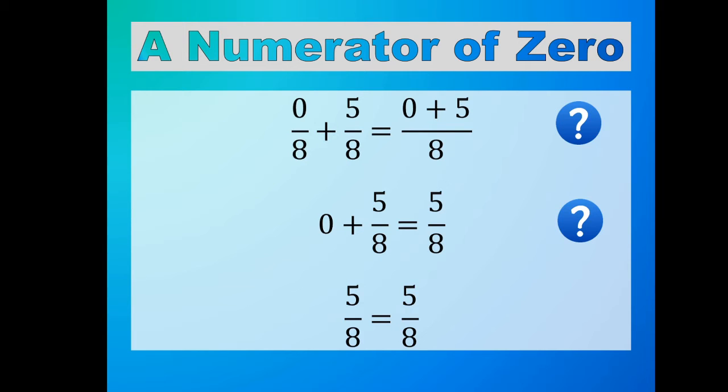And now we do know this is true. We do know that 5/8 is equal to 5/8. Because we know the last line is true, we know the middle line is true, and that the first line is true. That the rule for adding fractions does not change even if one of the numerators is 0.